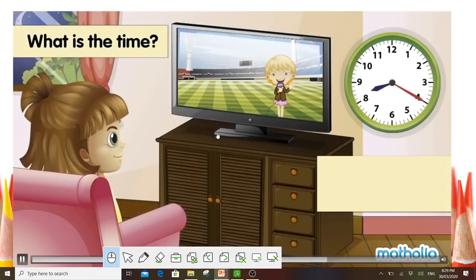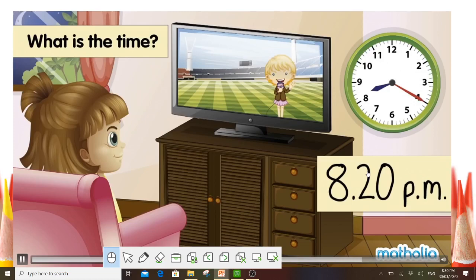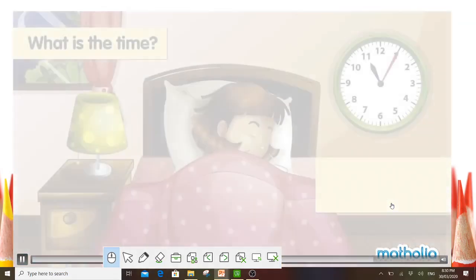What is the time? Kate is watching TV. It's 8:20 in the evening. 20 minutes after 8, or 8:20 p.m. because we are in the evening.